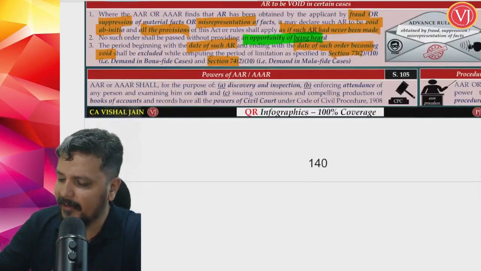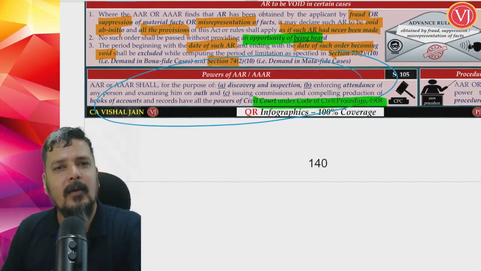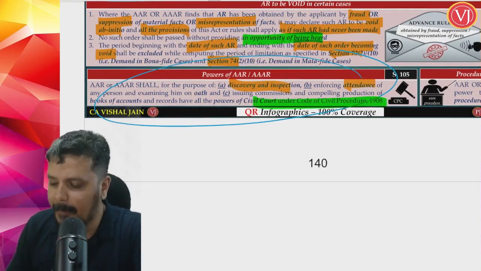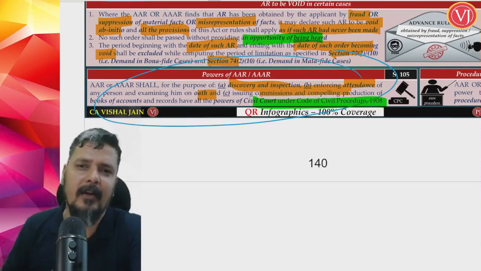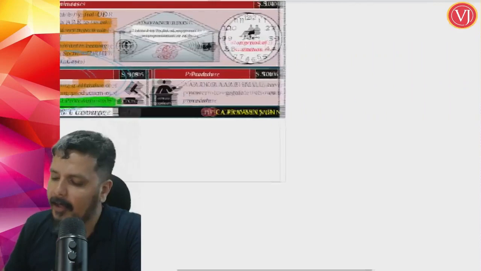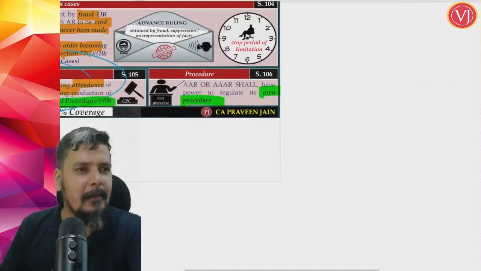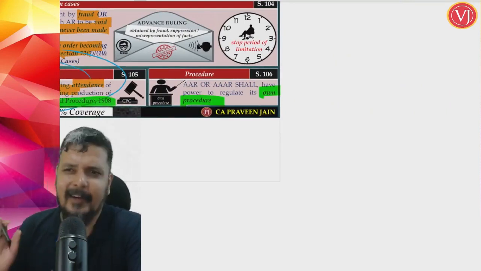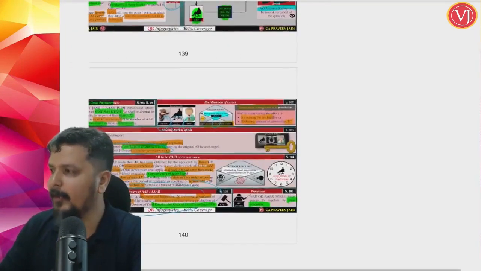Now all the other miscellaneous provisions: the advance ruling authority will have all the powers of a civil court by way of discovery and inspection, calling and attendance of a person to examine on oath, issuing commissions, asking someone to produce books of accounts, etc. All the powers of CPC will be applicable. Simultaneously, it can have its own procedure. What will be the timing? What will be the uniform? How many people can come? How they have to address, etc. They can have their own procedure as well. So that is everything about your advance ruling.